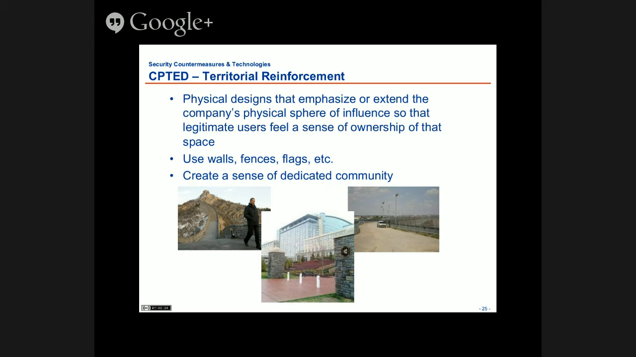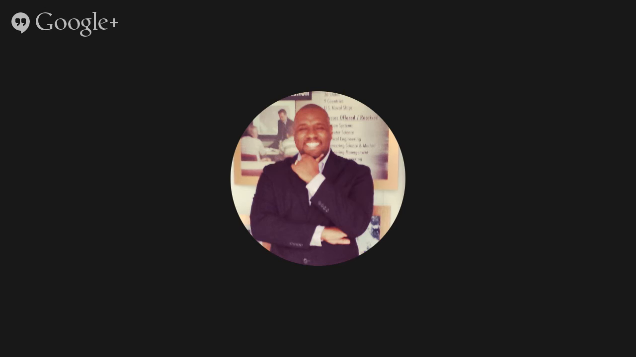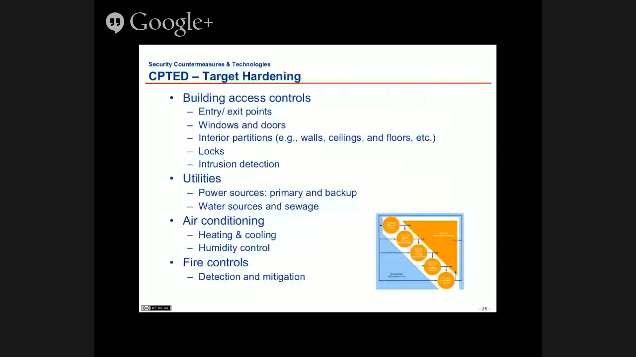In terms of target hardening, building access controls, you have entry and exit points, windows and doors, interior partitions. These are walls, ceilings, and floors. You think about crawl space. Think about being able to hear through different walls and stuff like that. The noise cancellation items you can use are basically white noise items, so if you're talking about a particular topic, individuals can't hear outside the door. Like I said, there are different types of locks and intrusion detection that can be used.